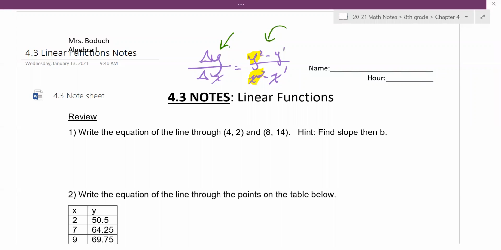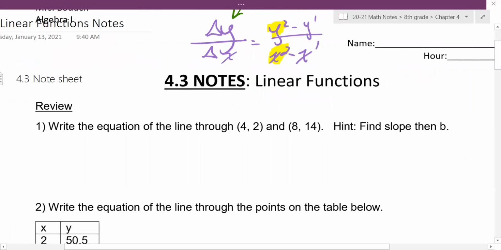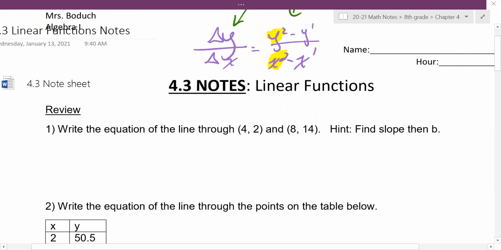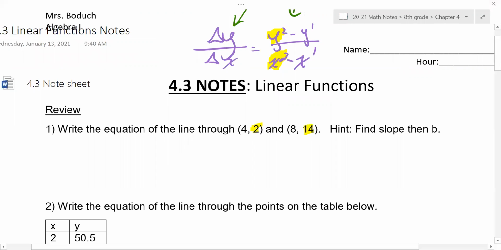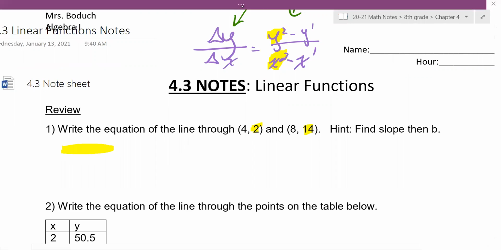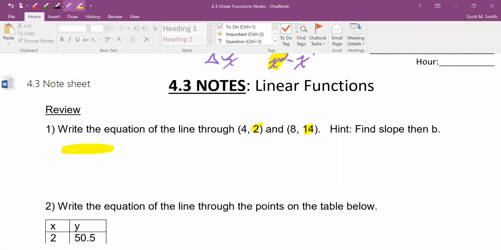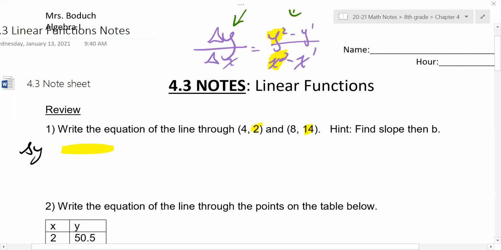So if we have 2 points, I'm going to try to use as much color coding as possible to show you where I'm coming from on these. Write an equation that goes through a line of (4, 2) and (8, 14). I'm going to identify what my y values are so I can keep that going, and I'm going to have change in y over change in x. Delta y over delta x is equal to 14 minus 2 over 8 minus 4.